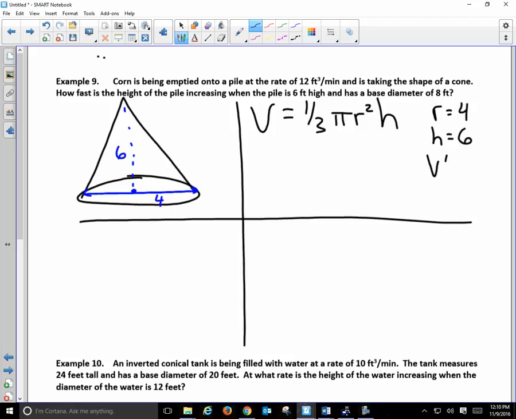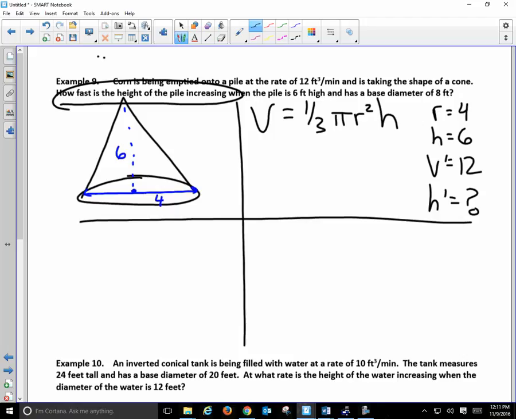I know V prime is 12. What am I trying to find? Trying to find H prime. It says, how fast is the height of the pile increasing? So H prime is equal to something. Is the radius of the pile changing as you add more stuff to it? It is. As you spill more corn on top, it will slowly draw this out. Is the height of the pile changing? Yes. Is the volume of the pile changing? Yes. So right now, I can't just substitute something for R or H because they're both changing.